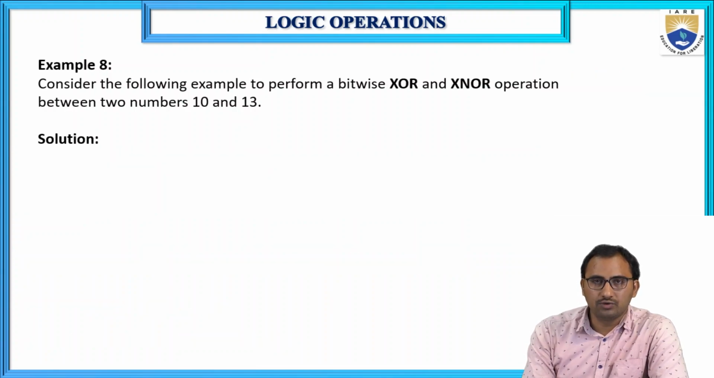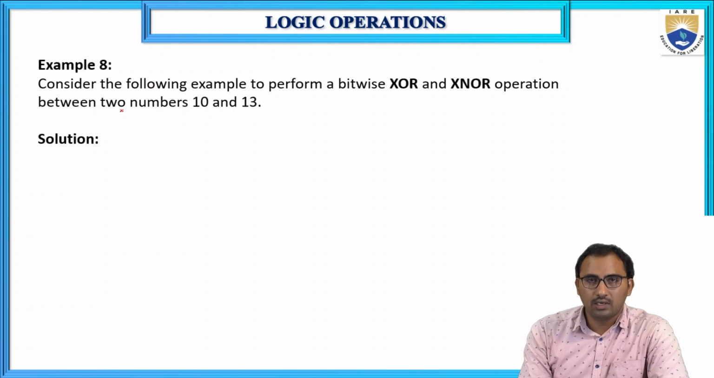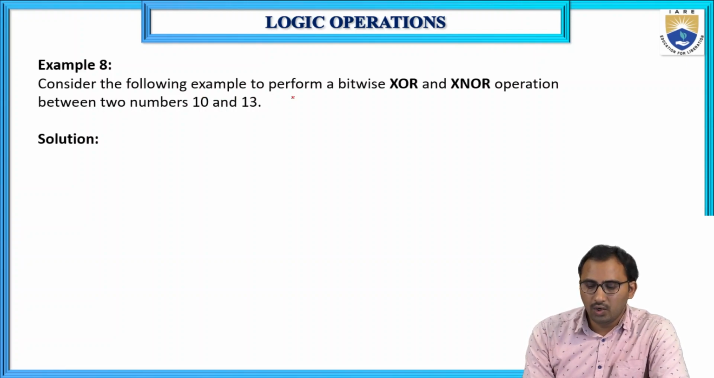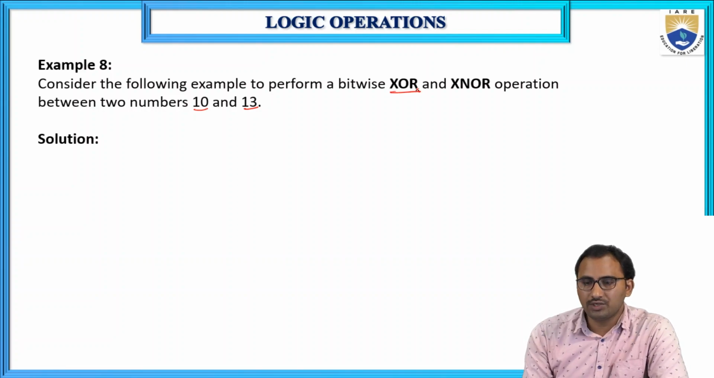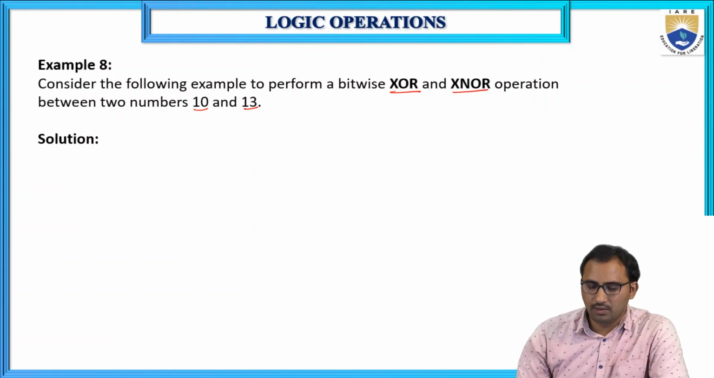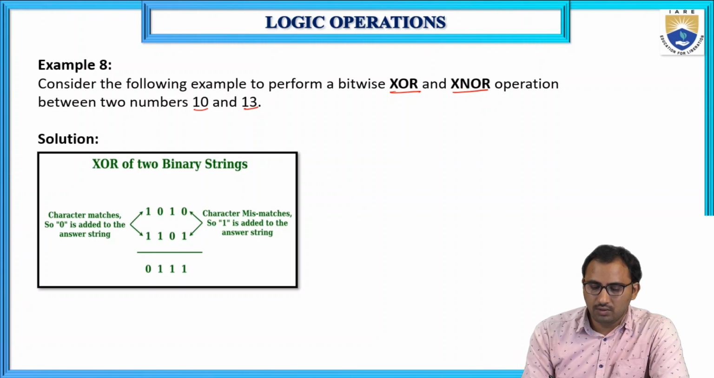And coming to example 8. Consider the following example to perform a bitwise XOR and XNOR operation between the two numbers 10 and 13. Here two decimal numbers are given, 10 and 13, and between them we are performing the XOR operation and the XNOR operation.